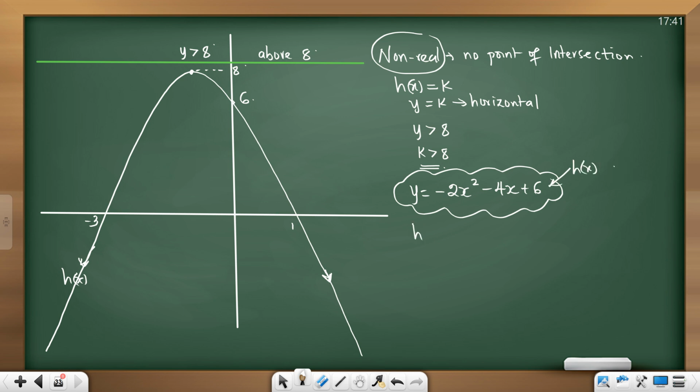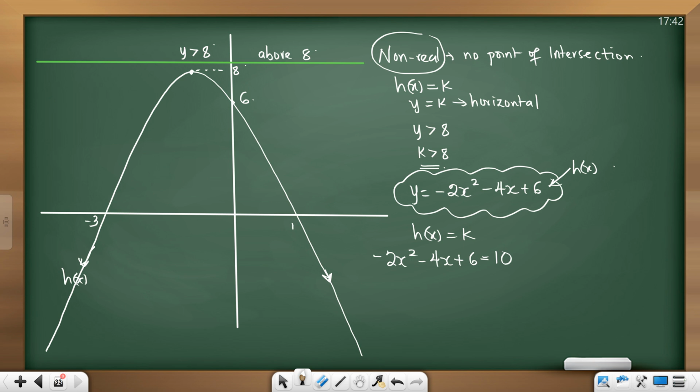The examiner says h of x equals k. And we said anywhere above 8, we're not going to get an answer because there will be no point of intersection. Give me a number greater than 8. Let's take 10.